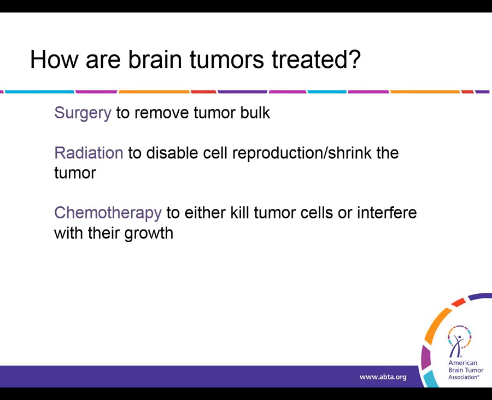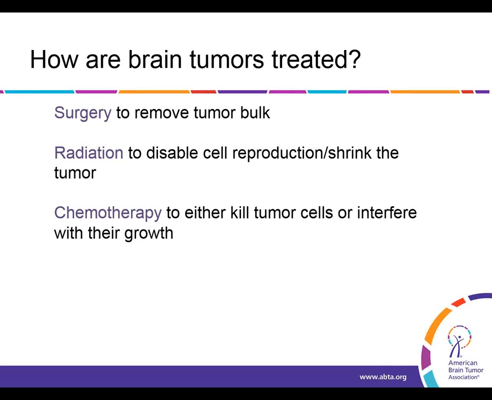The most common treatment for brain tumors includes surgery, radiation therapy, and chemotherapy. Surgery is used to remove as much of the tumor as possible without causing neurological harm. Radiation is used to disable cell reproduction and shrink the tumor. And chemotherapy is used to kill tumor cells or interfere with their growth.